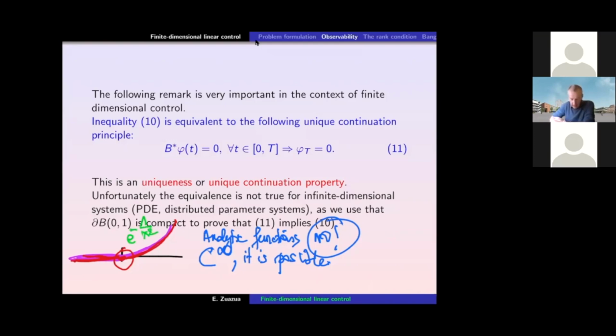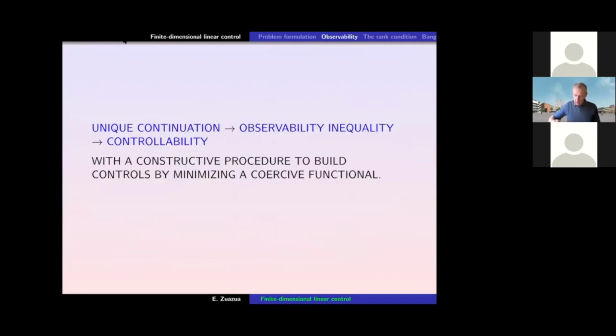So this is an elementary exercise you can do. Draw this function. You see that this function is precisely taking this shape. You can check that this C infinity function is smooth, but of course, by construction, it doesn't fulfill the property of unique continuation. Okay, so then we have reduced the problem to this unique continuation question.